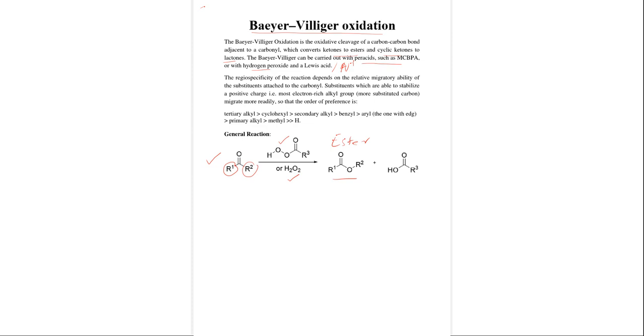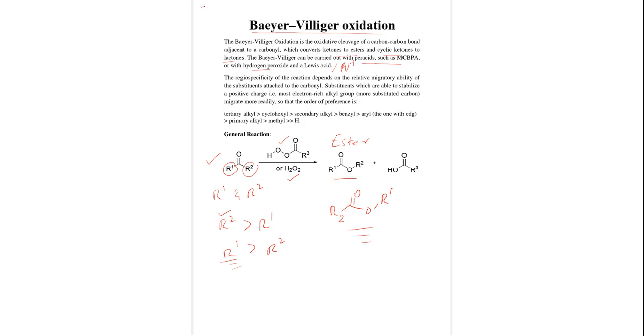For example, R1 and R2 in this case. If R2 is bulkier than R1, then R2 will be migrated to the oxygen atom and this type of ester will be formed. And if R1 is bulkier than R2, then what will be the structure of the final product? The final product will be like this: R1 is bulkier in this case, so R1 will be migrated and R2 will be like this. So this type of ester will be formed.